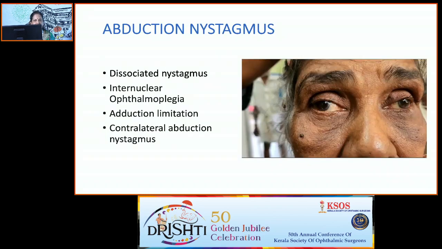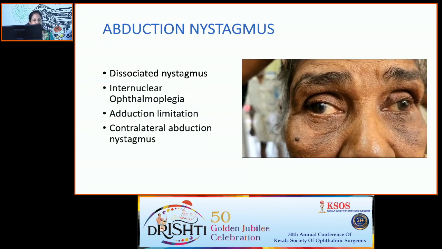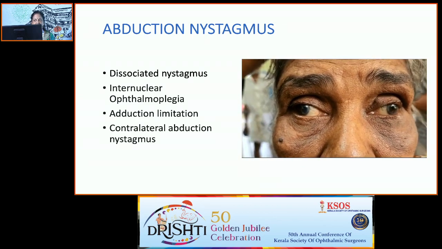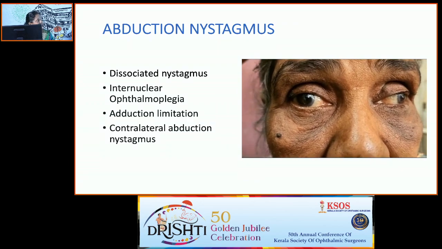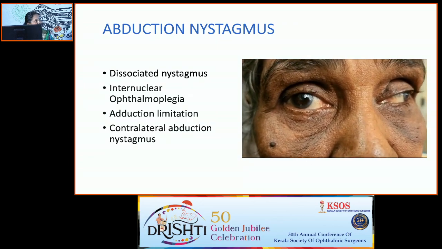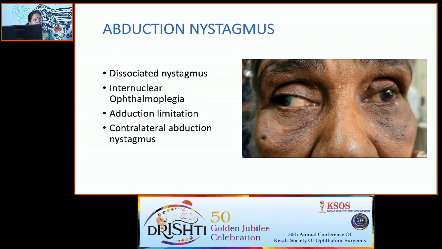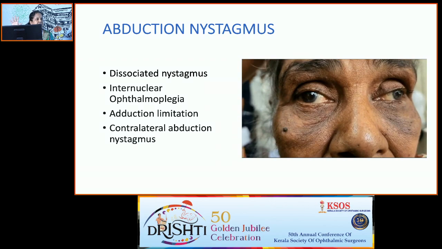Then coming to abduction nystagmus. This also we come across in internuclear ophthalmoplegia. This is a dissociated nystagmus. This right eye is going for nystagmus, left eye, lack of adduction. And now the left eye is showing nystagmus, and there is lack of adduction in the other eye. This is actually a bilateral internuclear ophthalmoplegia, otherwise called WEBINO, wall-eyed bilateral internuclear ophthalmoplegia, a very classical finding. On the side of lesion, adduction is limited, and the normal side will go for abduction, and there will be nystagmus. That is the abduction nystagmus.